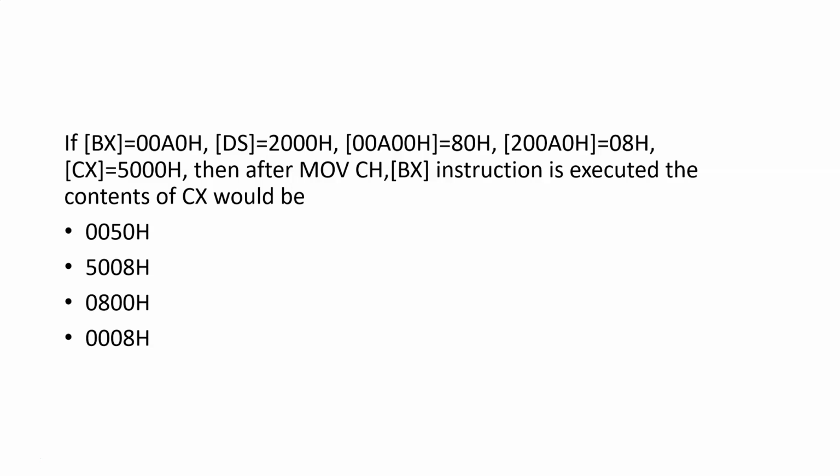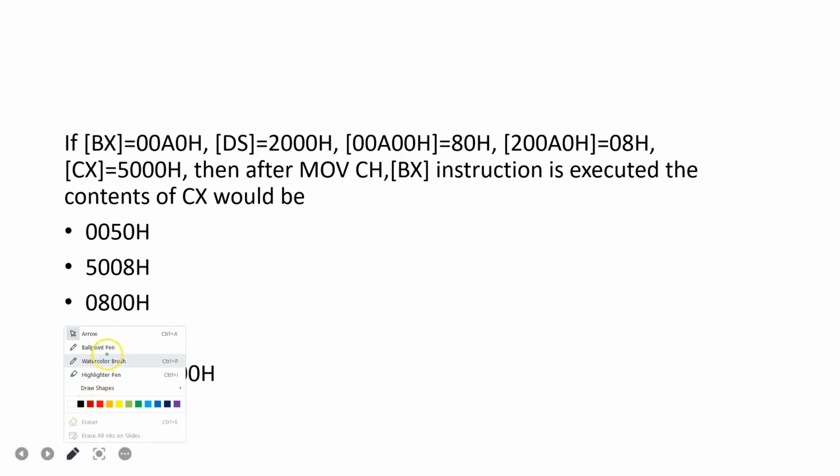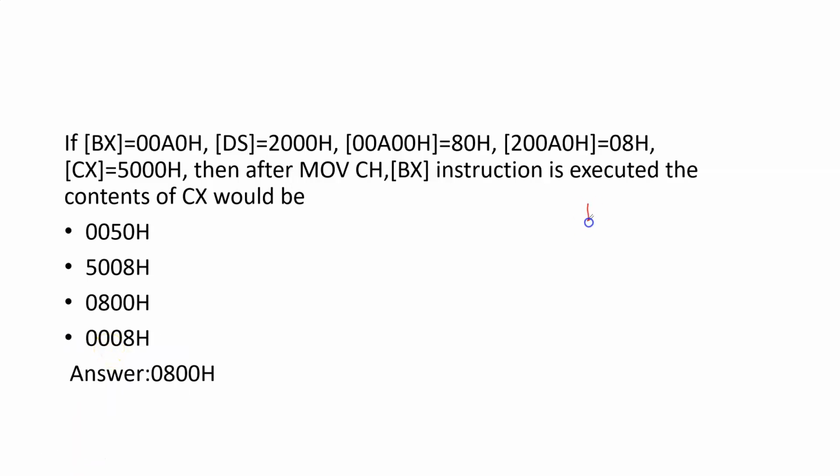After the data available in the offset address is moved to CH, what will be the value of CX? That is the question. Here, first we need to find the physical address. What is the physical address formula? Physical address is given by segment register times 10 plus offset value. This is the general formula.